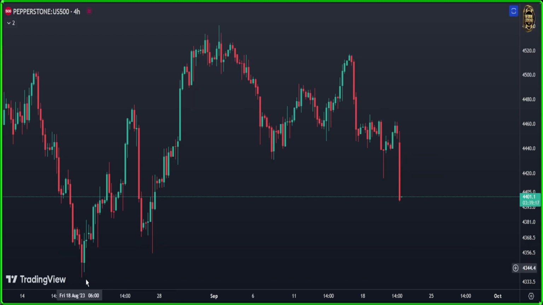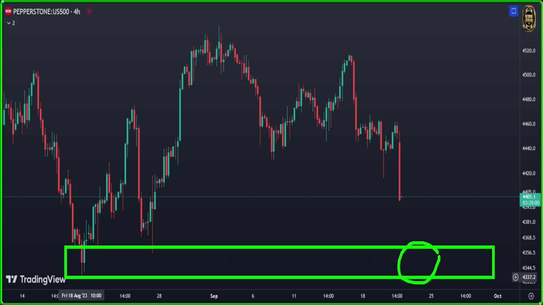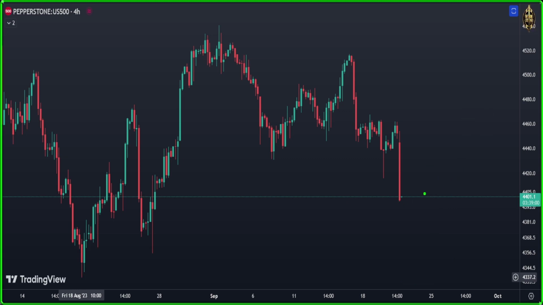I can't tell you the exact level, but the first level is down here at 4337.2, and the second level is down here. So the SP 500 is going to fall down till down here. Then from here we're going to see if we go back up or not, or maybe you're going to see a small correction here. But at this time you don't have anything here. It's just a very sharp down candle.